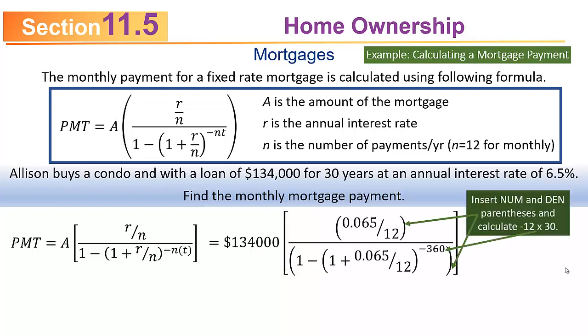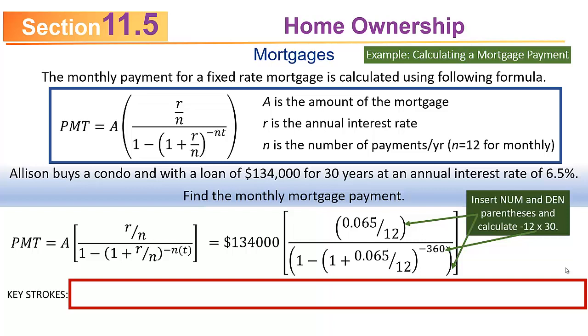So the first thing you want to do, as we said earlier, is put parentheses around the entire numerator and entire denominator when you see a complex fraction. So before you even get started with punching numbers into the calculator, if you have a complex fraction, always put parentheses around the entire numerator and the entire denominator. Now we're ready to do it. So here are the keystrokes.